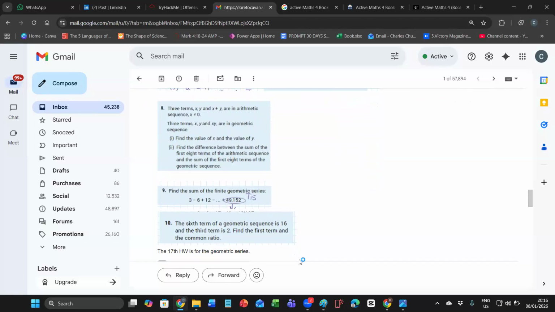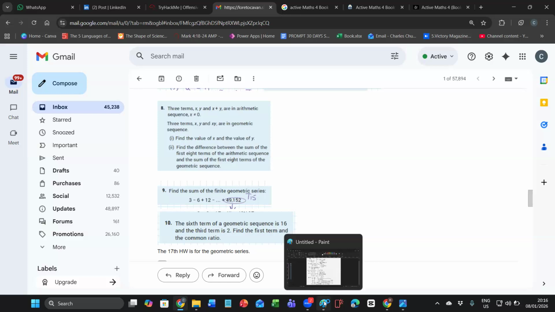So if you look at this one, what would you say the common ratio is for this particular one? 3 times minus 2 is minus 6, times minus 2 is minus 12. So the common ratio is minus 2, sorry. Let's establish that the common ratio is minus 2. Okay, let me write it out. Now, is it for the ninth question? Yes, number 9.